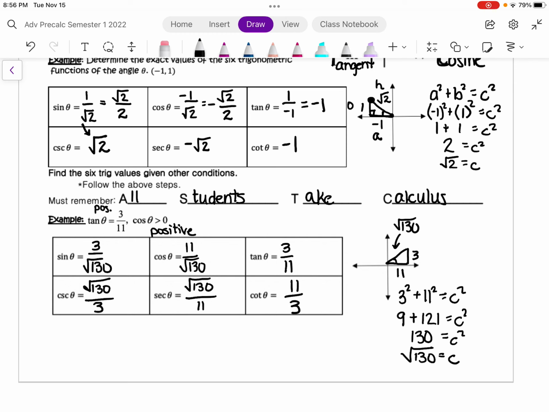So before I finish this video, I'm going to write my answers rationalized because notice my sine and cosine have it in the denominator. We don't like that. So it becomes 3 square root of 130 over 130. And then 11 square root of 130 over 130. And I have completed it. Make sure to try some practice problems before going straight to that mastery check because this is something that requires some practice.